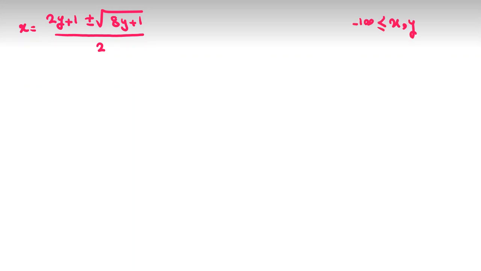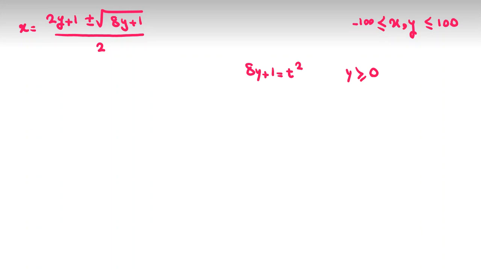So let me write this on the next page. x equals 2y plus 1 plus or minus the square root of 8y plus 1, all over 2. And we know x and y are from negative 100 to positive 100. So here, 8y plus 1 should be a perfect square, for example p squared. So y is at least 0.